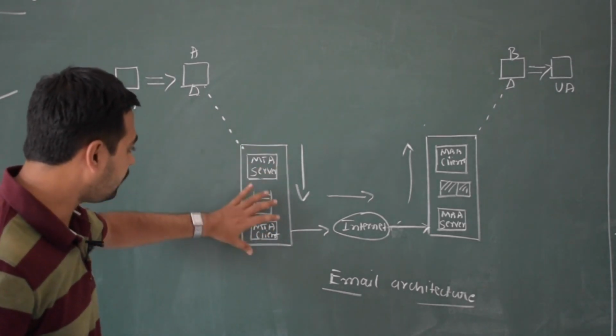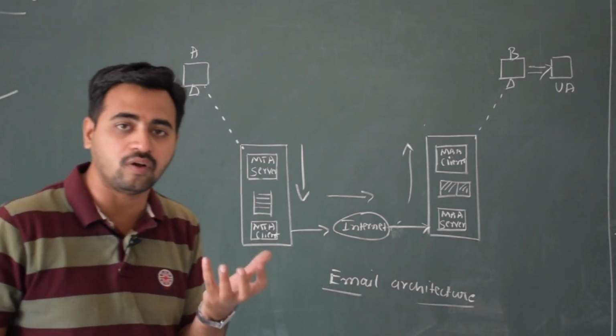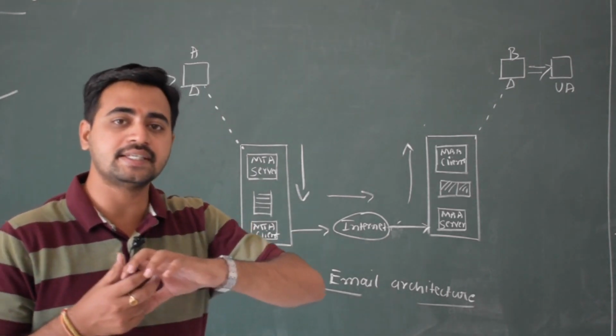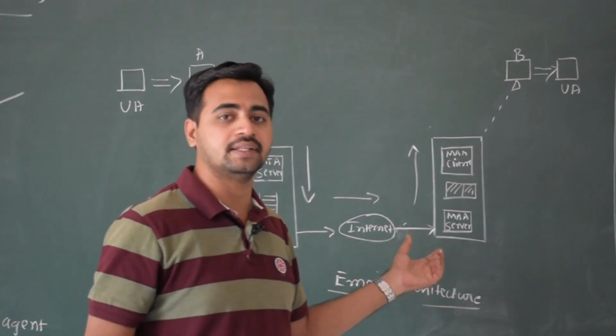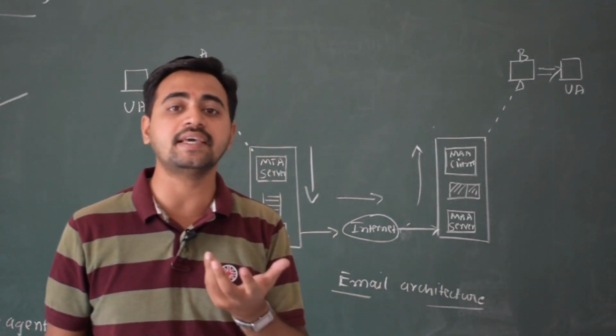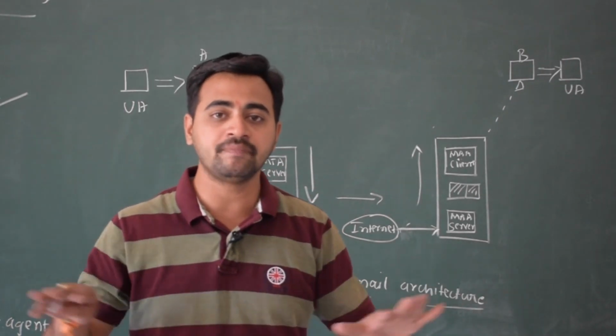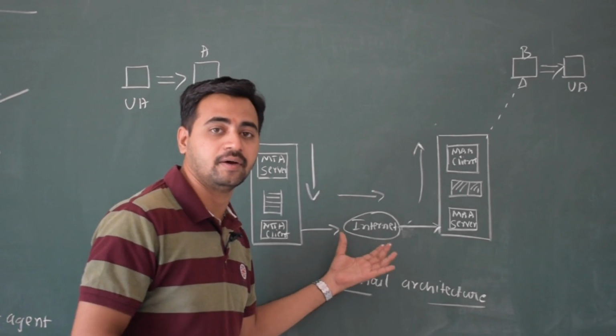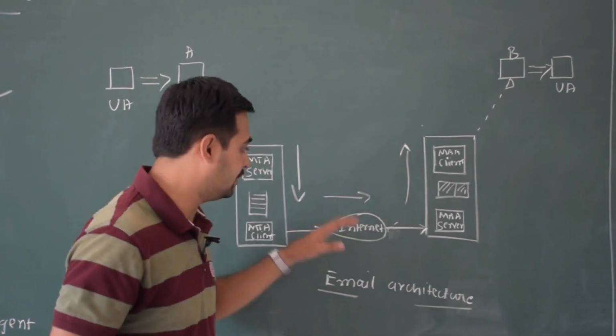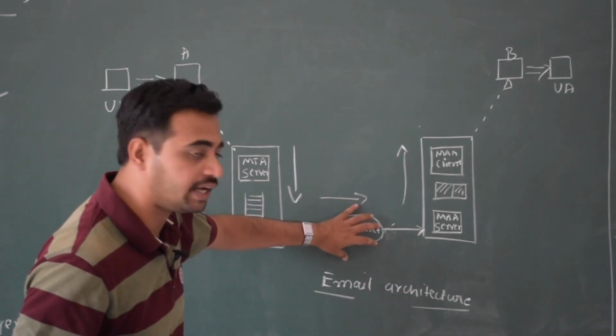Understood? Once the client has received the message, it just pushes it onto the internet. Then the internet will carry the message, but the internet will carry the safe message. It is not open source. Here it will be a secured message. So the sender system's message is carried by the internet.